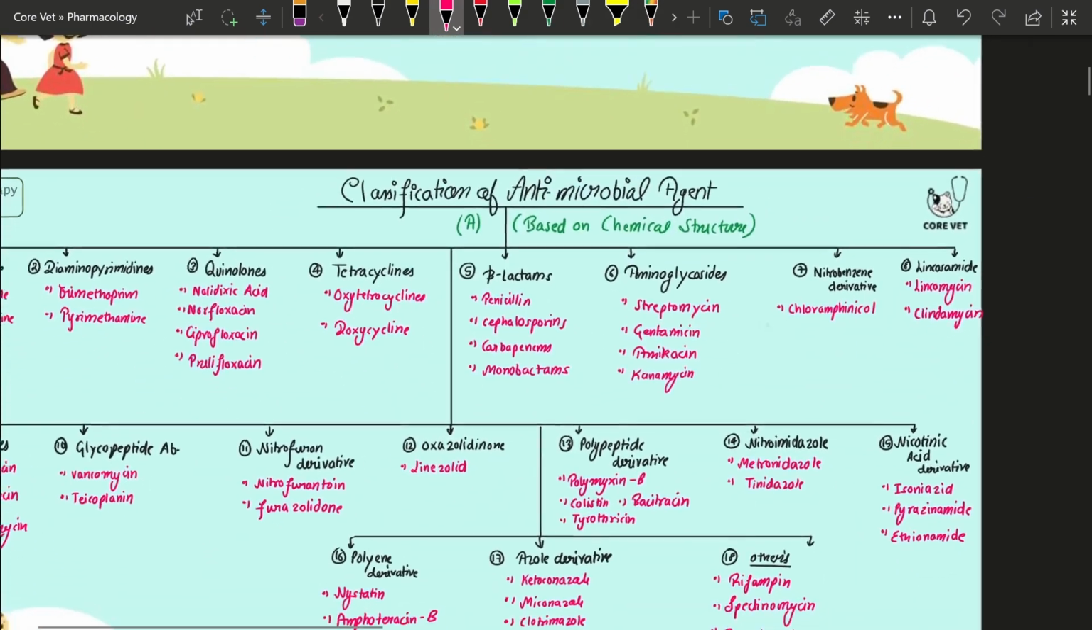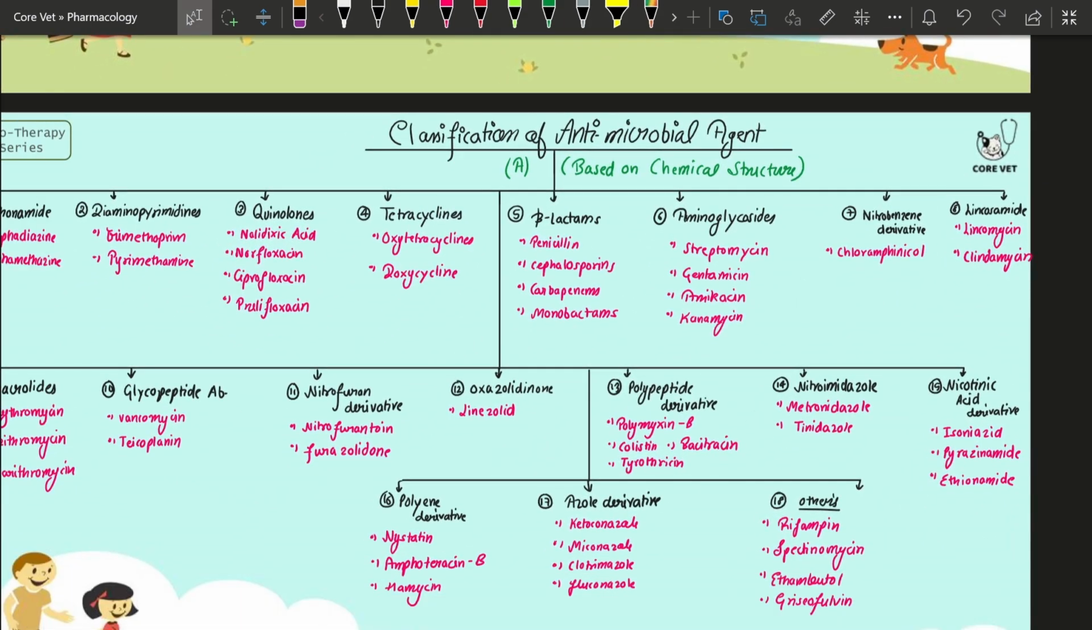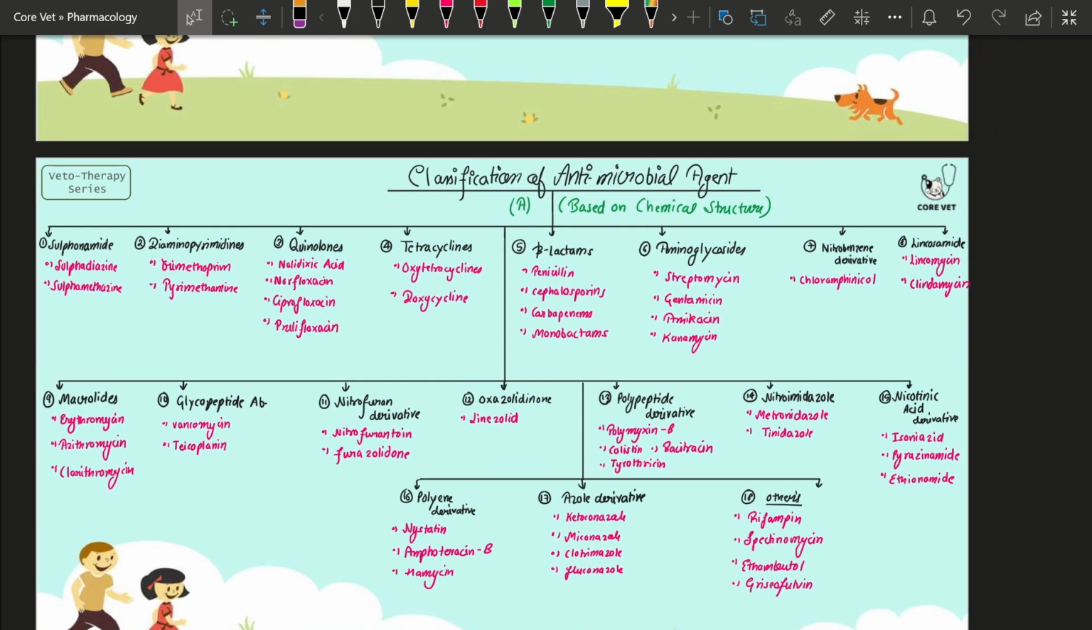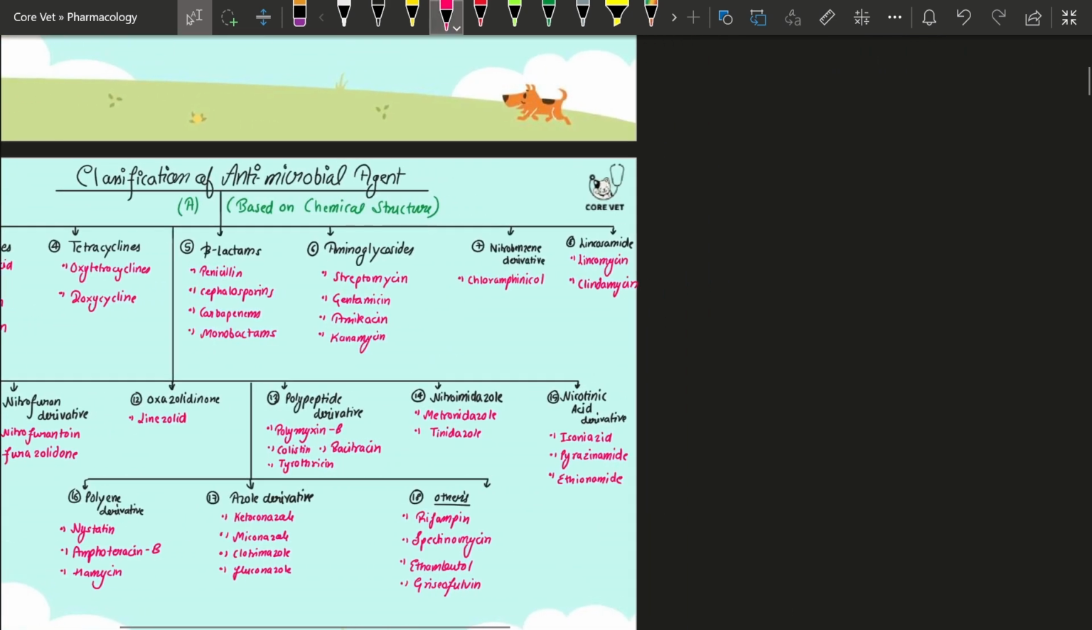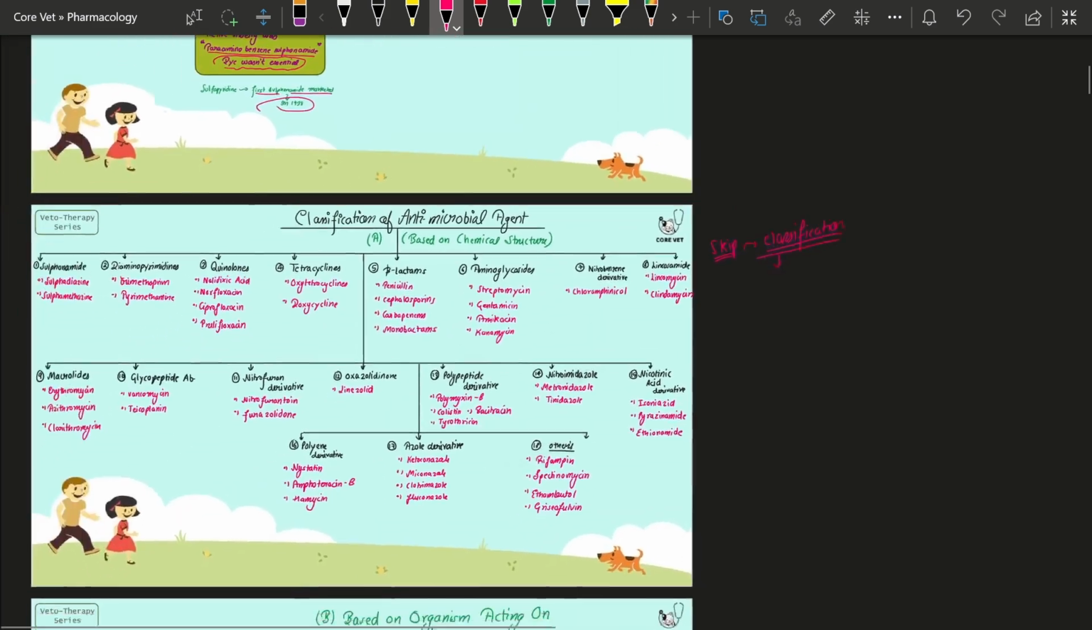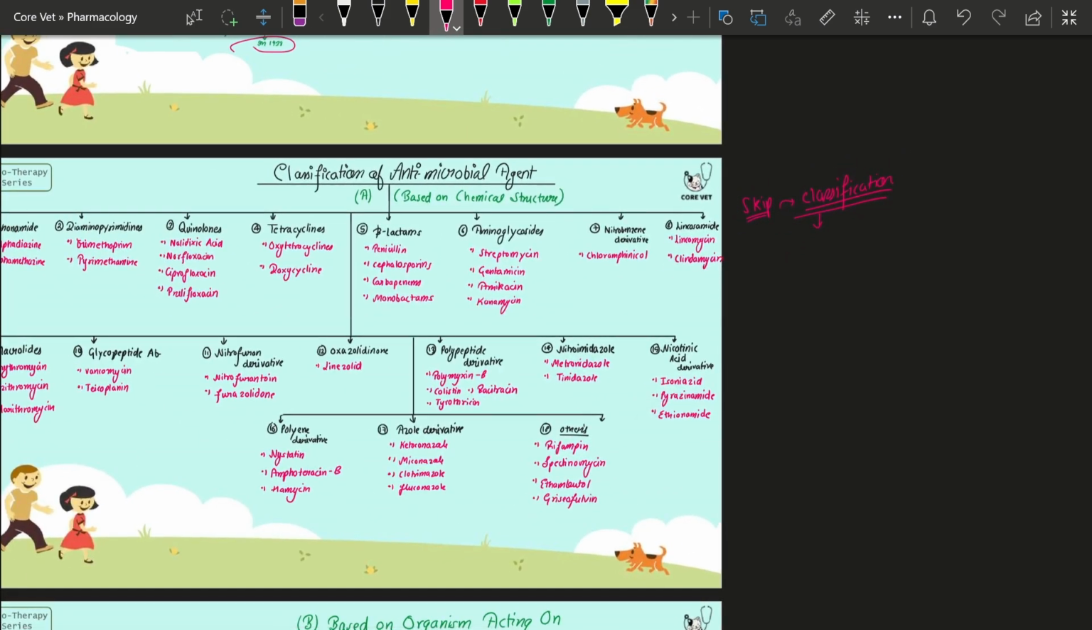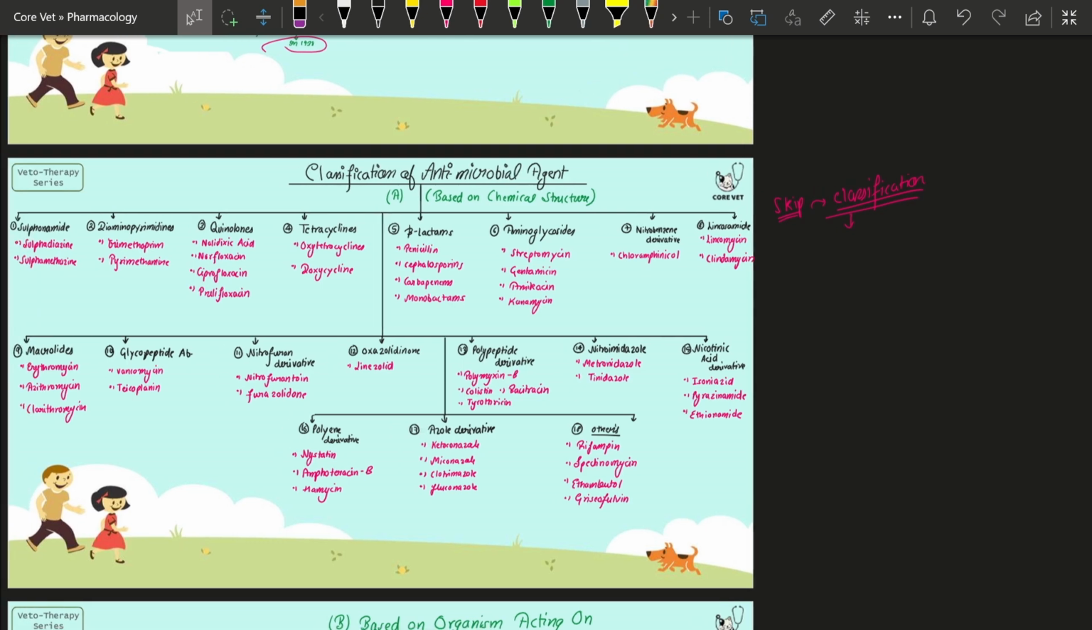Now moving forward, this is something you may fear: the classification. It's quite big, I know. The classification is big. So how do you remember this classification, which is based on chemical structure? Let me tell you, just skip it. Why am I saying that? Skip this classification because you're going to study all these classes of drugs.